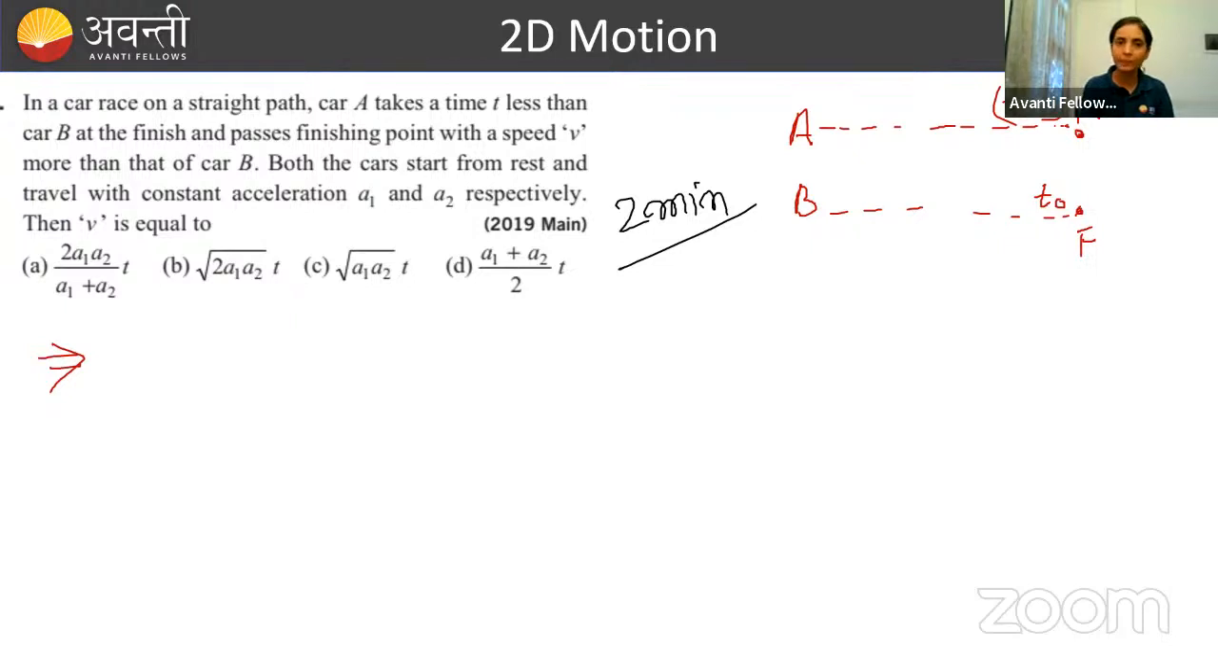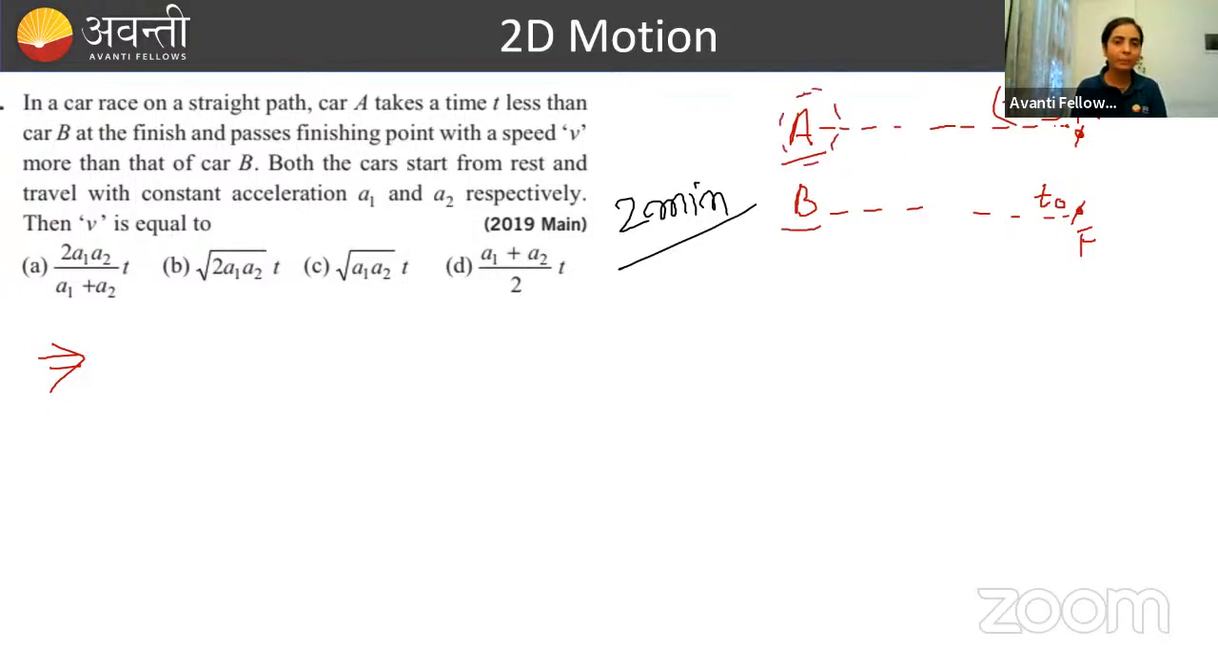There are two cars, car A and B. They are participating in a competition. A is taking t time less than B to cross the finishing point. So this is the target point, where both cars have to reach. The one which reaches faster will definitely win. So A is winning, B is losing here. It is taking t time less. I have taken that B is taking t naught time to reach, then A will take t naught minus t.